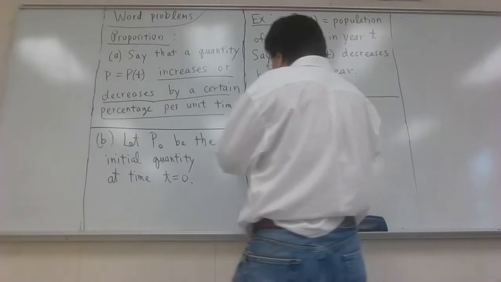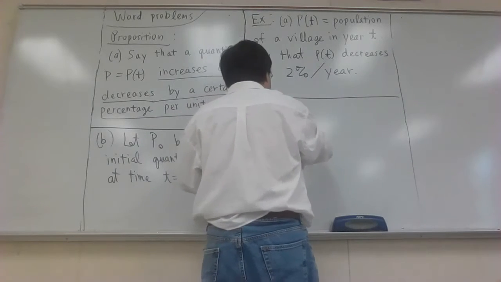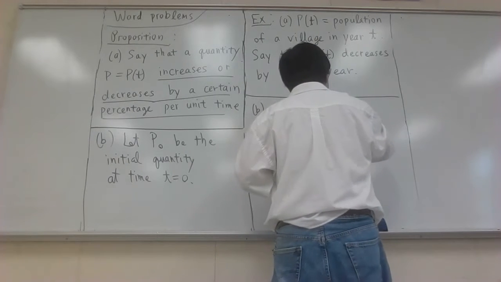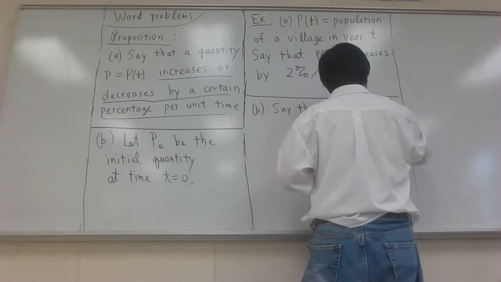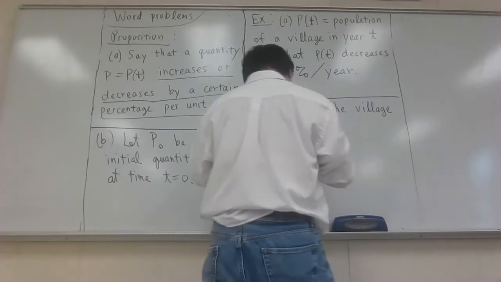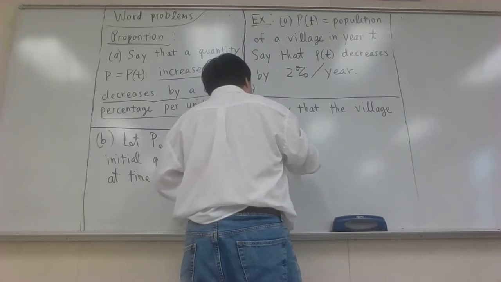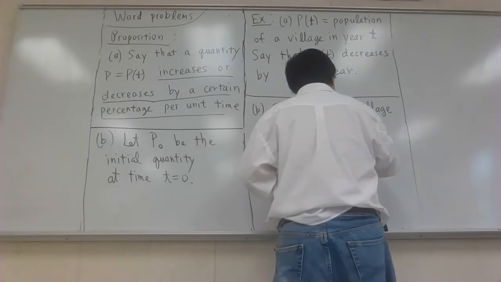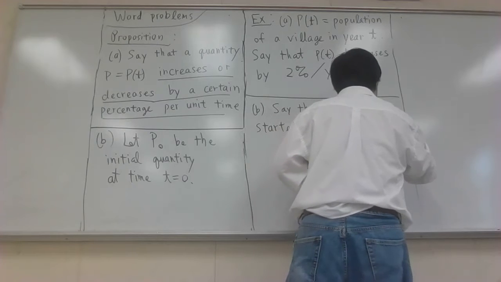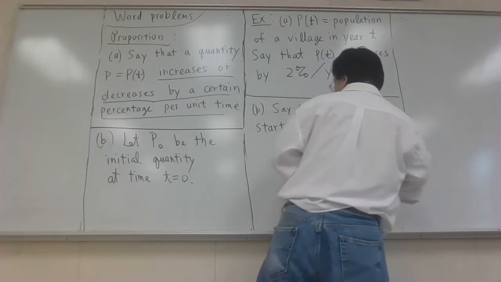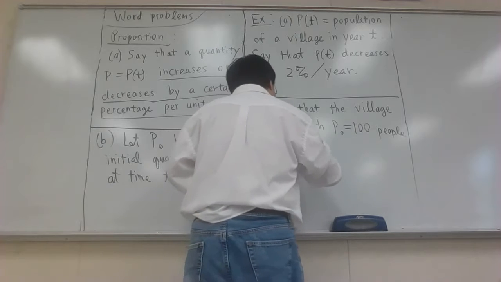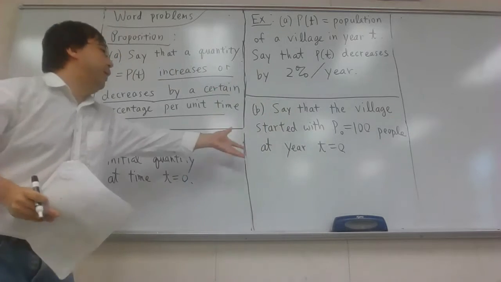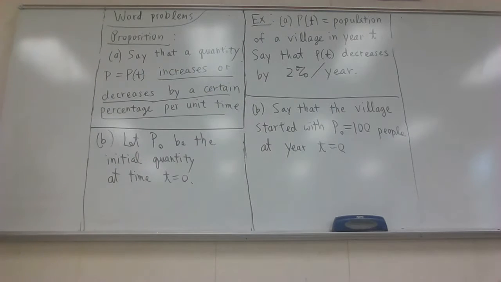So say that the village started with P naught equals 100 people at year t equals 0. So say that we knew that the village started with 100 people in year t equals 0.